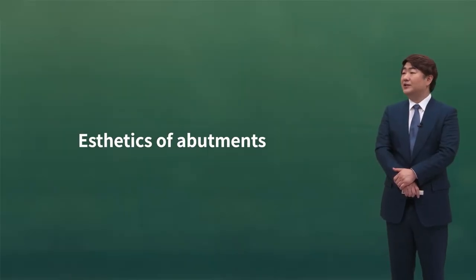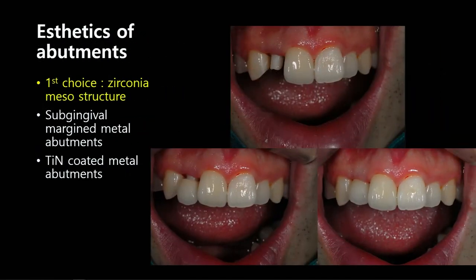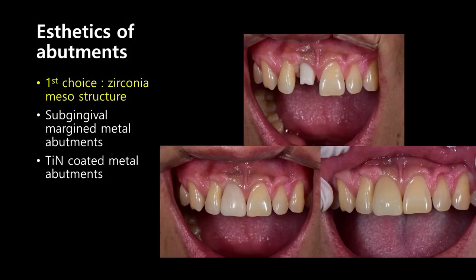Now, aesthetics of abutments. First, what I recommend is zirconia mesostructure. In other words, a zirconia abutment using the link structure. For this person, the abutment is put in and the crown is put in, and the gingiva is the same color as what's around. The gingiva is a bit thick, so any abutment would have been okay.